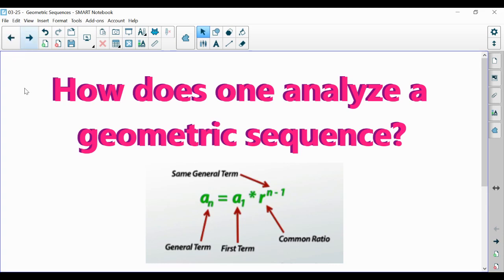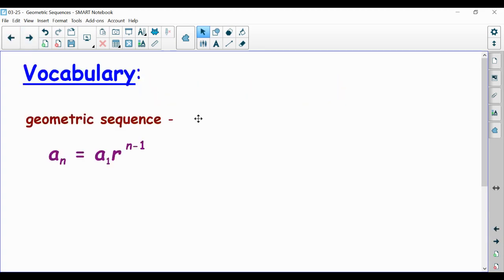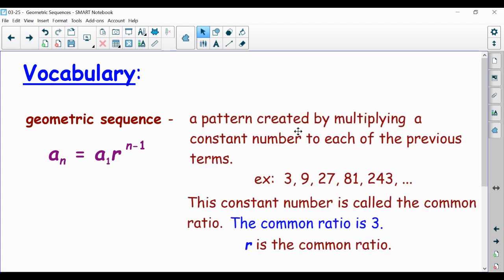Now, a geometric sequence is still a pattern, or an ordered list of numbers, and that pattern that it increases by or decreases by is a pattern where we multiply to get to the next number. Instead of adding and subtracting, we're actually multiplying to get to the next number. That goes for if it's decreasing too.